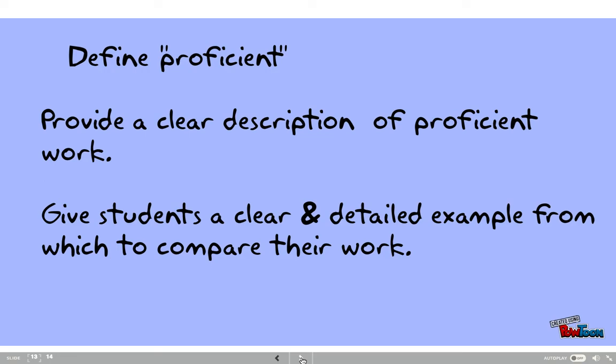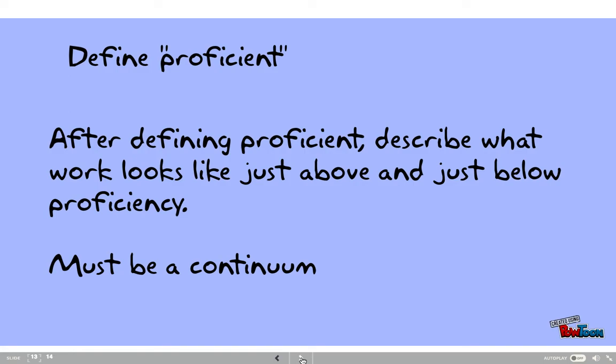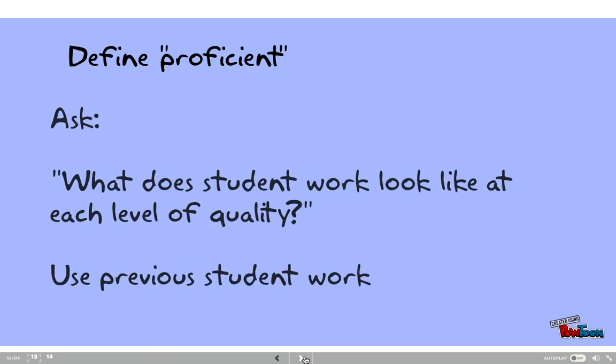Once you define what proficient looks like in each of those indicators, and you're going to write a clear and detailed example from which students will compare their work, you're then going to move to what proficiency would look like just before, right? What would it look like just before proficiency, and what would it look like just beyond proficiency? It must be a continuum. Your rubric must show this is likely what your work would look like right before you're proficient. This is what it looks like when you are. This is what it might look like if you're moving beyond what it means to be proficient. You're moving into a higher level of mastery.